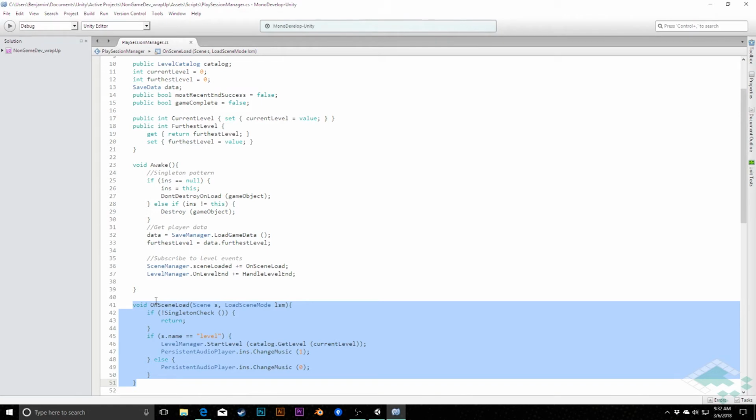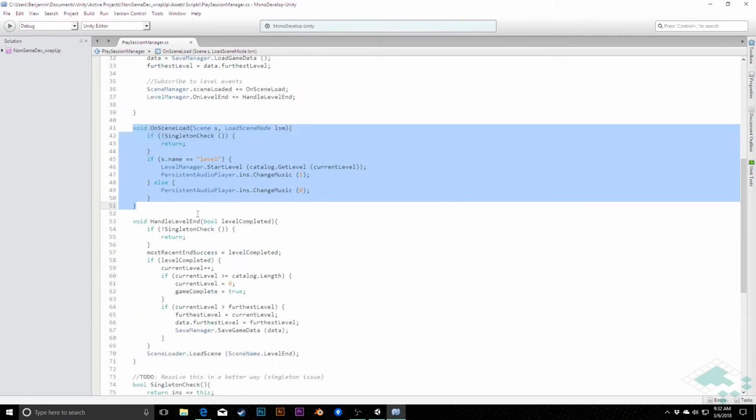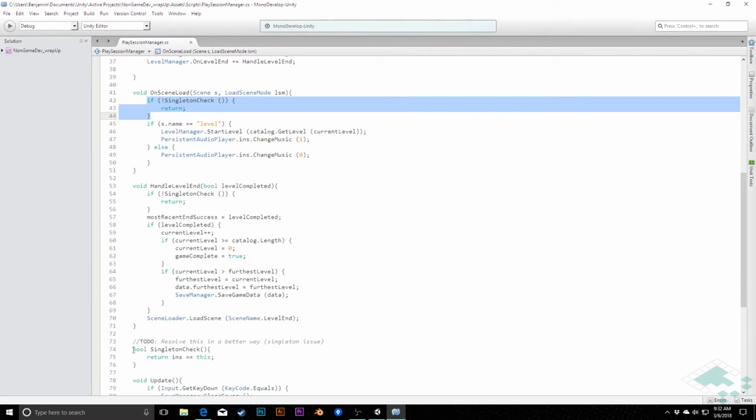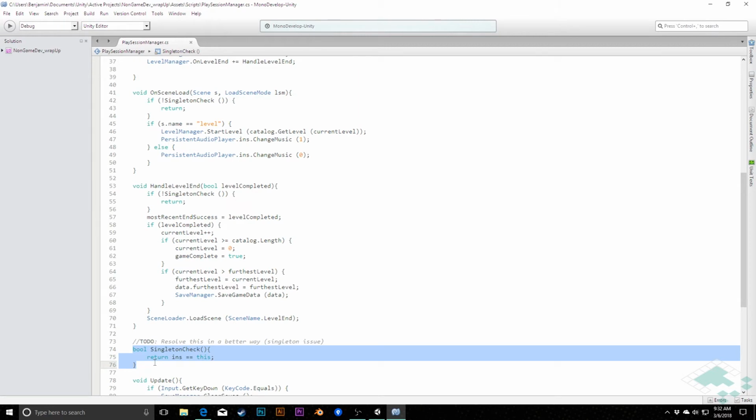And that's what leads to these weird situations where, for example, we had this solution of this singleton check. If we hadn't been doing this, what would happen is that when we would try to load a level, it would actually be looking at the wrong play session manager, and it would always end up pulling up level zero for us, which isn't what we want. We want to be able to progress through the game. So we had a bit of a hacky solution of just checking, are you the singleton? If you're not, then don't actually load anything. And that's, like I say, really not the ideal solution.